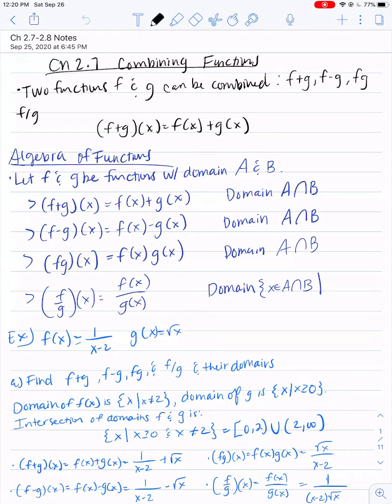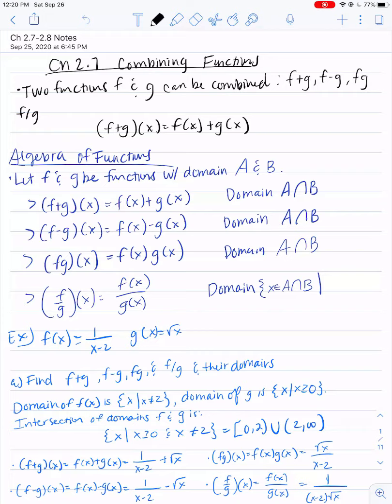In this chapter, we're going to be going over 2.7, combining functions. Two functions, f and g, can be combined. We have different kinds of combinations: addition, subtraction, multiplication, and division. For example, for addition, we have (f plus g)(x) equals f(x) plus g(x). So there's a certain algebra to the way that we can combine these functions.